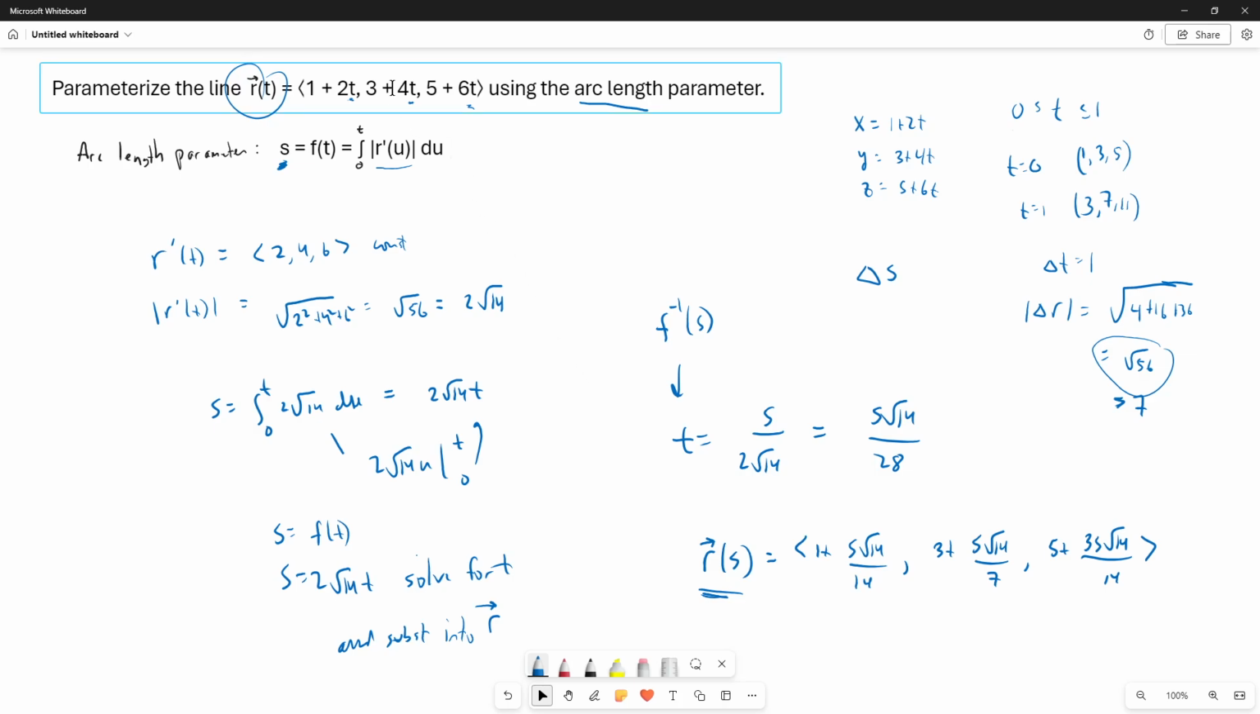In this case, since we had a line, the speed of the curve was constant, and we integrated this constant. So that was pretty simple, and then we inverted that easily enough. The inverse is just divide by the coefficient, 2 root 14, and then plug that in for t.